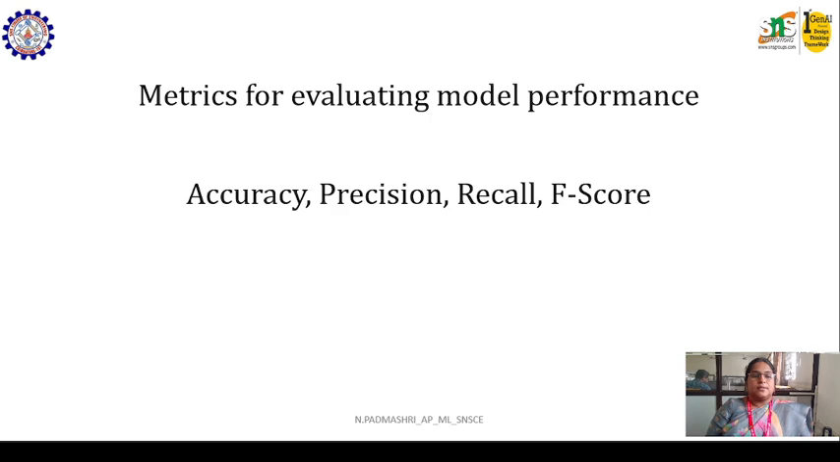Today we are going to discuss the machine learning topic, metrics for evaluating model performance, in which I am going to explain how to evaluate the performance of a machine learning model, by using the terms accuracy, precision, recall, and F1 score.